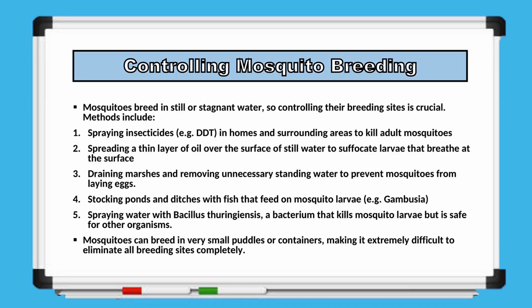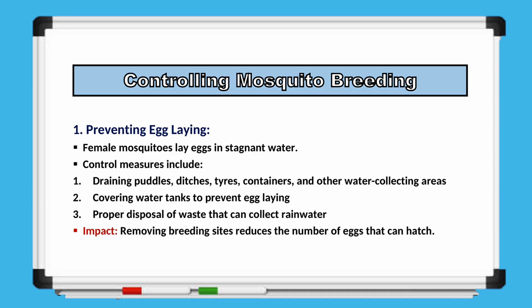Ponds and ditches can be stocked with fish, such as gambusia, that feed on mosquito larvae. In addition, water can be sprayed with Bacillus thuringiensis, a bacterium that kills mosquito larvae while remaining safe for other organisms. Mosquitoes can breed in very small puddles or containers, which makes it extremely difficult to eliminate all breeding sites completely.